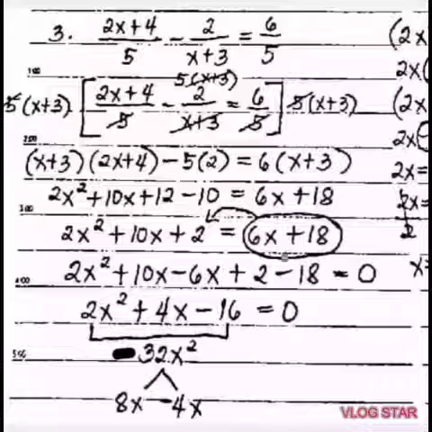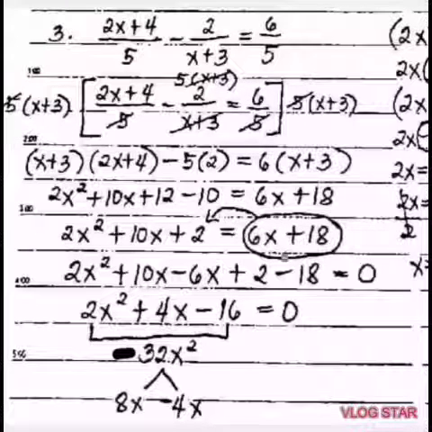That's why the denominator that we're going to use, or the LCD rather, is 5 times the quantity of x plus 3. And then here we also write 5 times the quantity of x plus 3 for this expression. And for this expression, we also have 5 times the quantity of x plus 3.